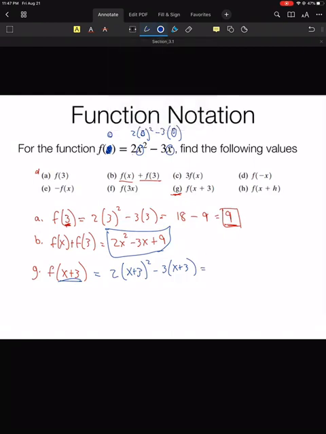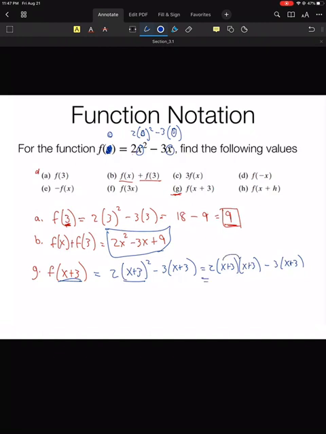So now I'm down here. I need to distribute all of this out. So I have 2 times x plus 3 times x plus 3. All I've done there is rewritten x plus 3 squared as x plus 3 times x plus 3. So that's what x plus 3 squared stands for. So I've just elongated it. And then minus 3 times the quantity x plus 3.